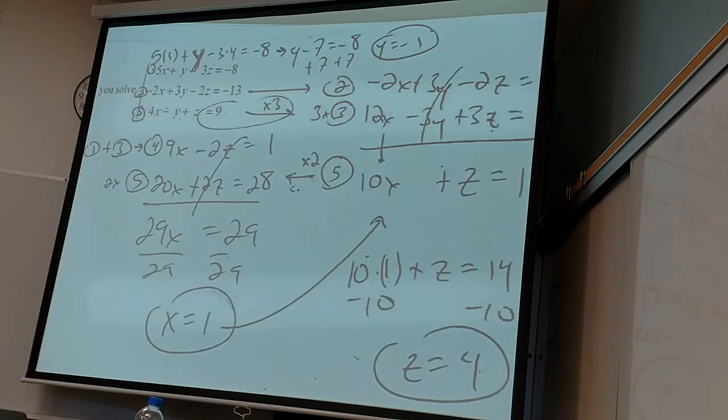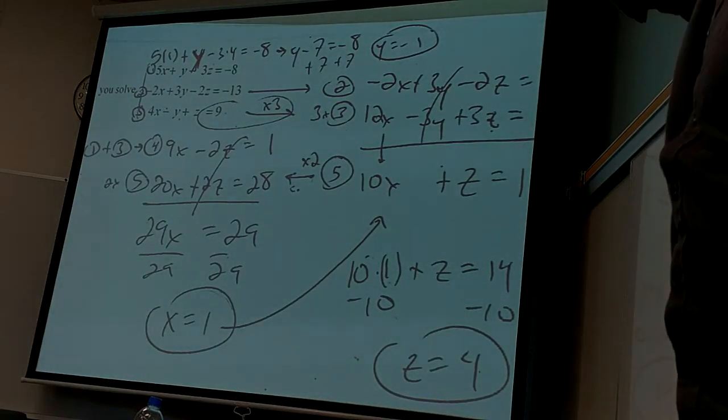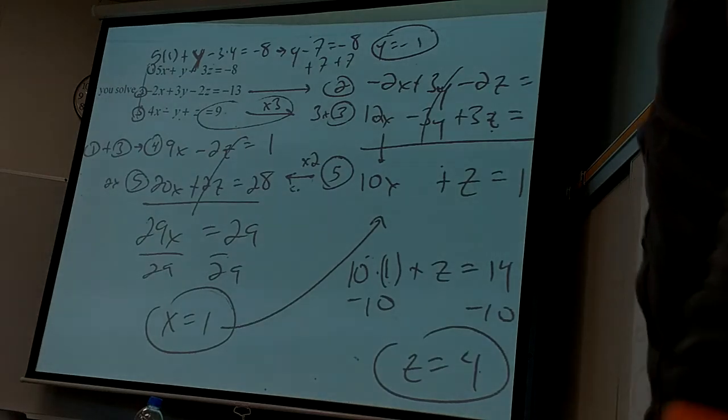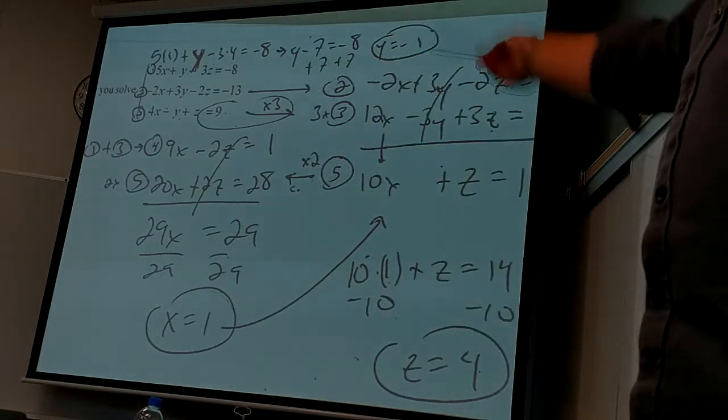Nope. Why did we choose Y to kill? Because it was the easiest one to kill. See how hard X would be to kill twice? I could kill it once by doubling the second equation and adding it to the third. Does everybody see that? But then that 5 makes things really messy, so I'm not going to pick X.